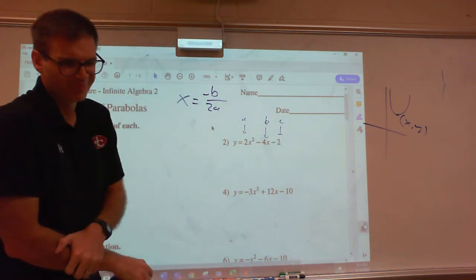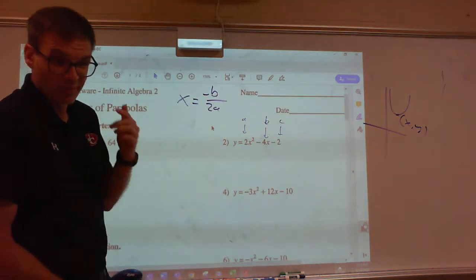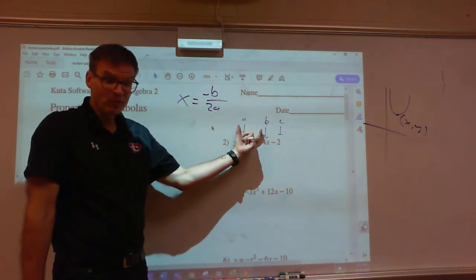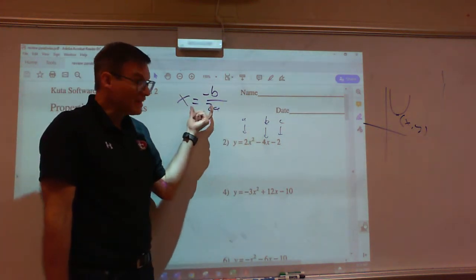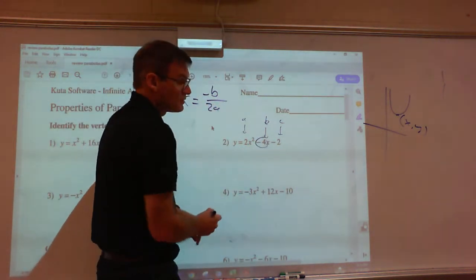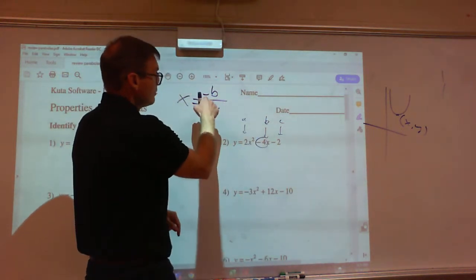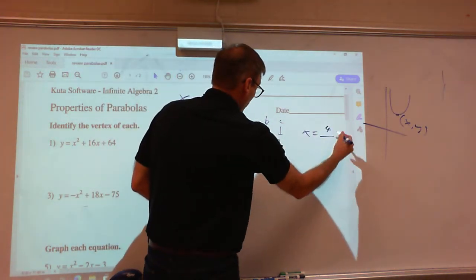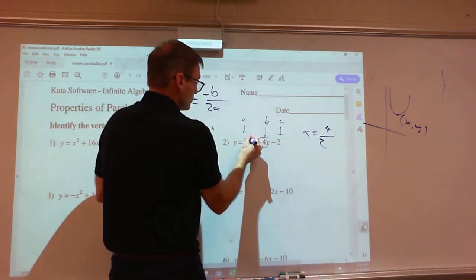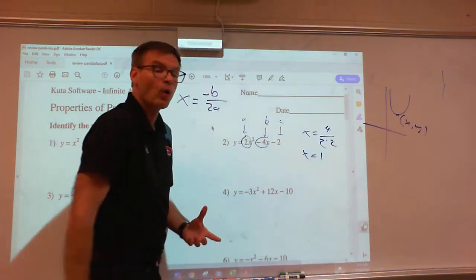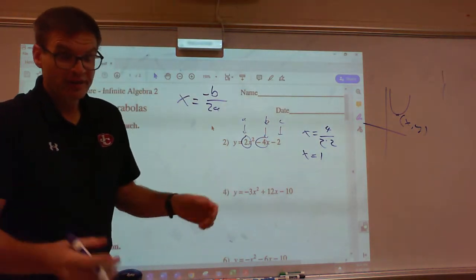And honestly, we're not going to talk about c for a while, so it's really just the a and the b. If I want to find the x part of my vertex, it's negative b. So if my b is this thing, the opposite of this thing is going to be 4. So my x value is going to be 4 over 2 times whatever a is, which is 2 times 2. I just found out my x value is 1.